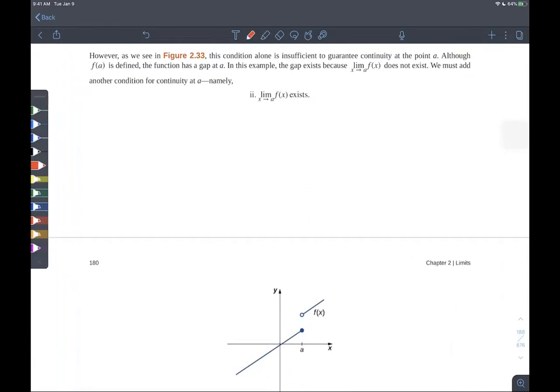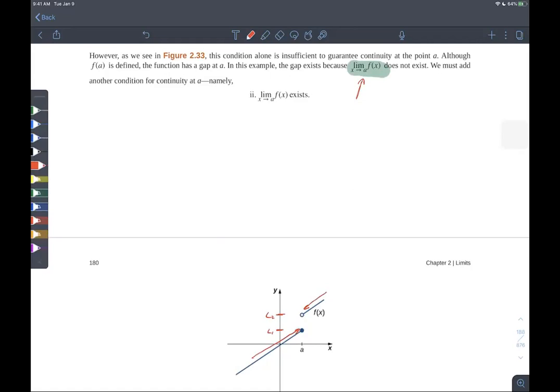In this example, the gap exists because the limit as x approaches a of f of x does not exist. And it does not exist because the limit from the left-hand side and the limit from the right-hand side are two different values, right? We can call this L1, we can call the other one L2. L1 and L2 are clearly not equal. And so since the one-sided limits are not equal, this double-sided limit does not exist.